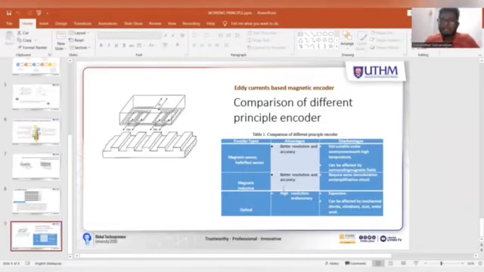For magnetic inductive, it also requires an extra demodulation and amplification circuit. And for optical, it's actually quite expensive and can be affected by mechanical shocks, vibration, dust, and water. So yeah, that's it for my part. Thank you so much.